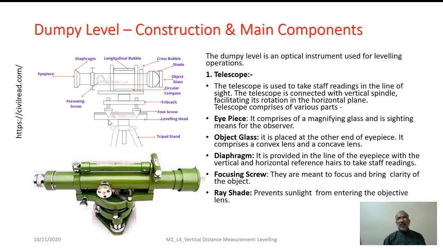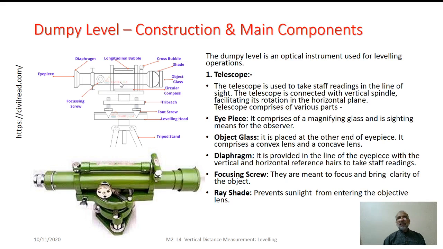Here, this is the tripod stand on which the leveling head is provided, which consists of two triangular shaped plates separated by 3 or 4 leveling screws. The upper plate is called the tribrach, whereas the lower plate is called the trivet. The screws are called leveling screws. Centrally, there is a provision of the spindle on which the telescope and related components are assembled.